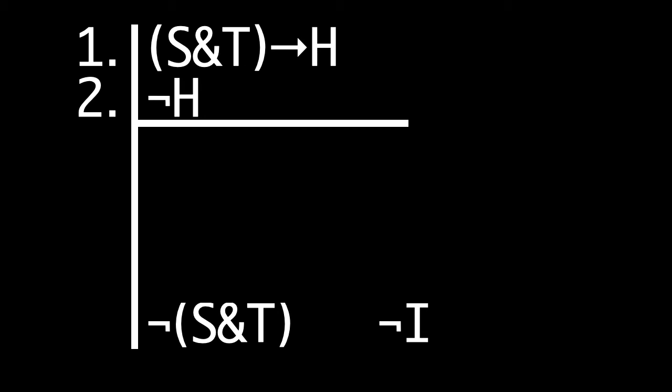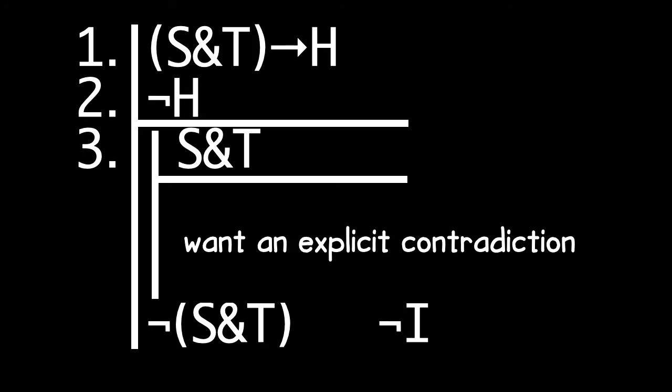You could look at what needs to be the last line of the proof, not S and T. Notice that it's a negation, and so think about using negation introduction. Negation introduction is one of those rules that requires a subproof. So we start a subproof on line 3. Assume S and T. And we want to end that subproof with an explicit contradiction.